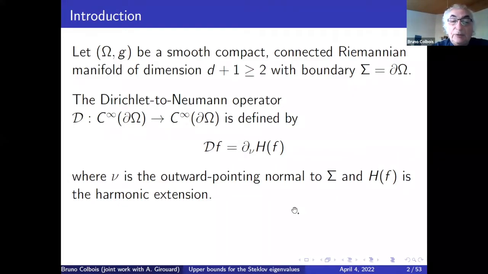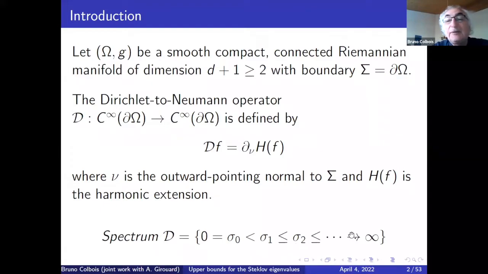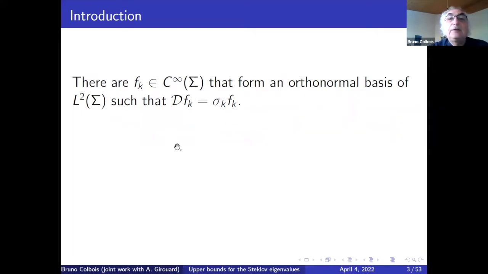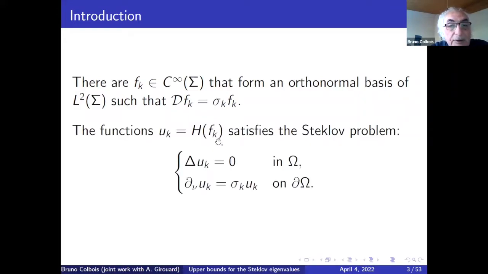Another way to present things is the following. There is a spectrum, which is discrete. The first eigenvalue is 0, corresponding to the constant function. It's possible to find an orthonormal basis of eigenfunctions f_k of the boundary. And if you take the harmonic extension u_k of this eigenfunction, this harmonic extension satisfies the Steklov problem: the function is harmonic inside the manifold, and its normal derivative is sigma_k u_k.